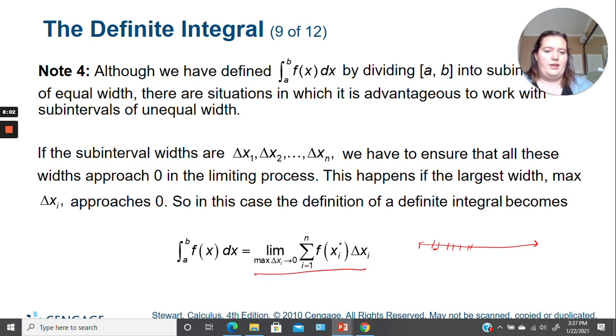It's all talking about the definite integral. So either you can say the limit as n approaches infinity, or because we do like to have everything in terms of x, you can say delta x goes to 0. So the width goes to 0.